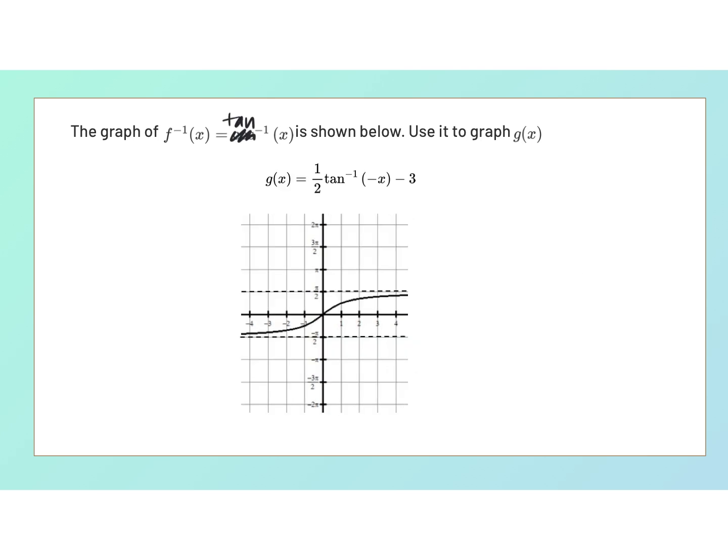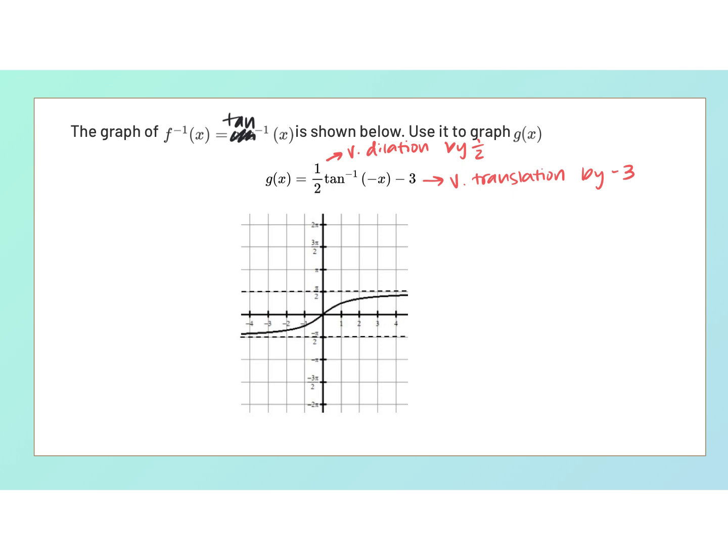All right, last example is with the inverse tangent function. Here we're going to have 3 transformations. We have the inverse tangent already graphed for us, and we are going to manipulate it to create this function g. So looking at the vertical transformations, we have 2. We have a vertical dilation by 1/2, and then we have a vertical translation by -3. So we're going to have a vertical shrink and then a shift down.